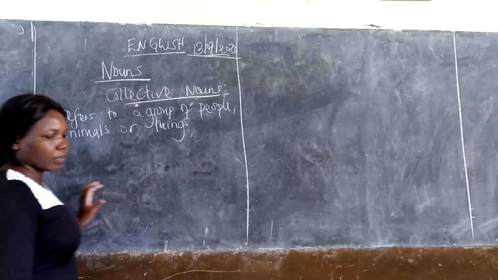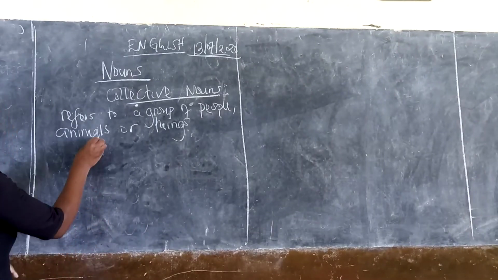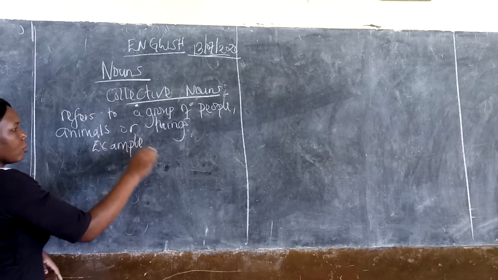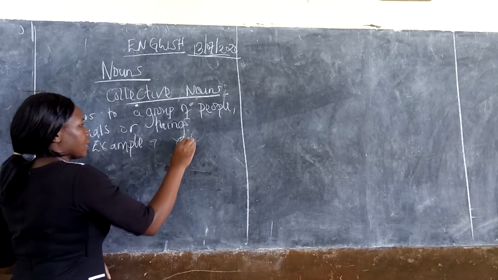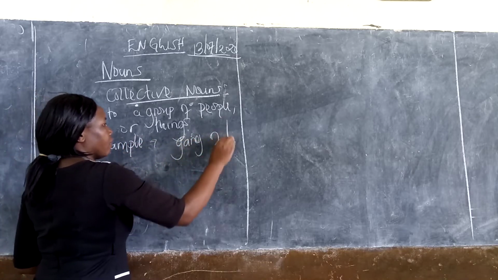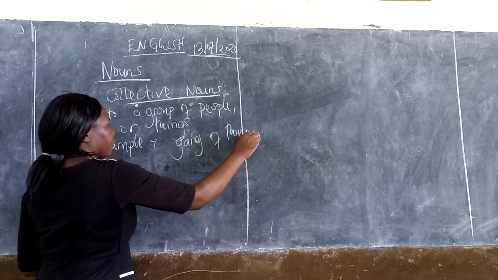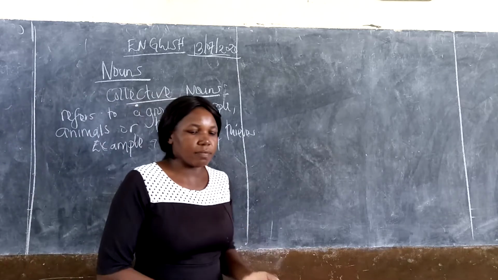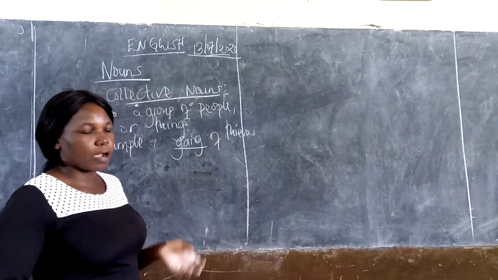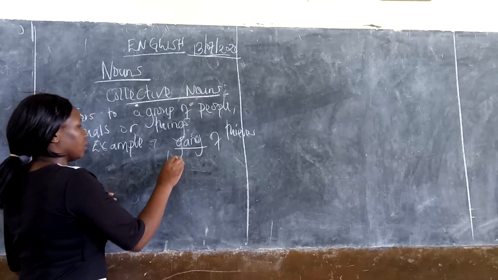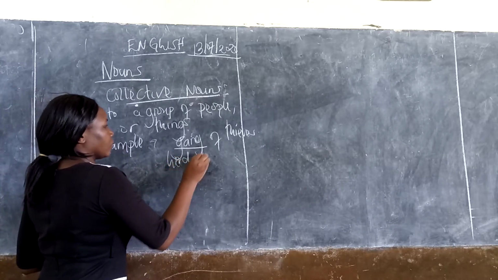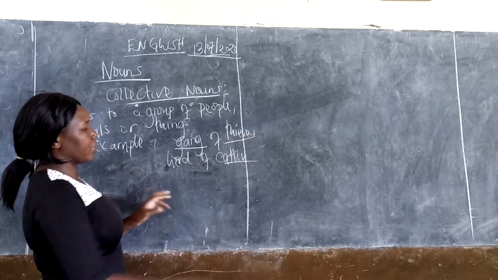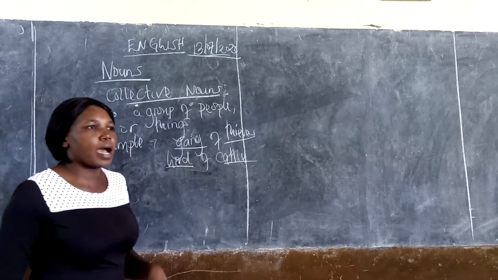So, for example here, we have a gang of thieves. Very many thieves together are known as a gang. We have a herd of cattle. Very many cattle together are known as a herd, a herd of cattle.